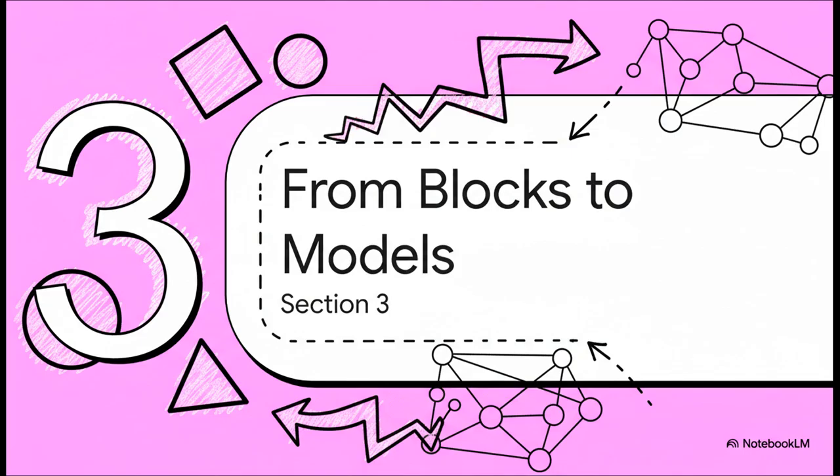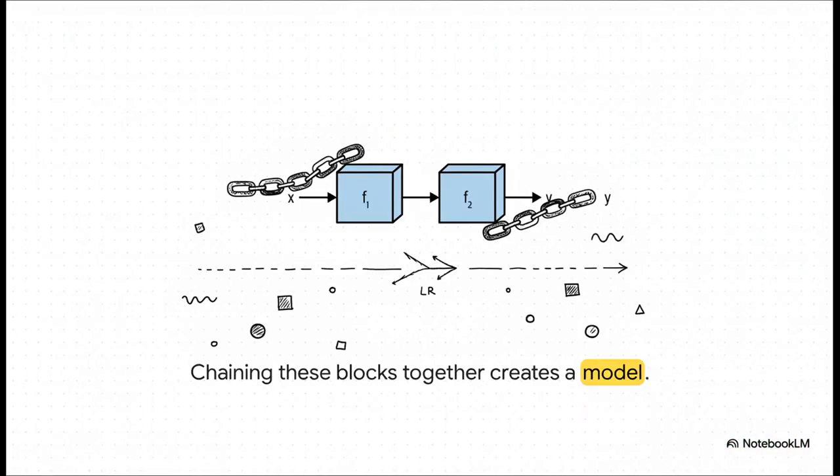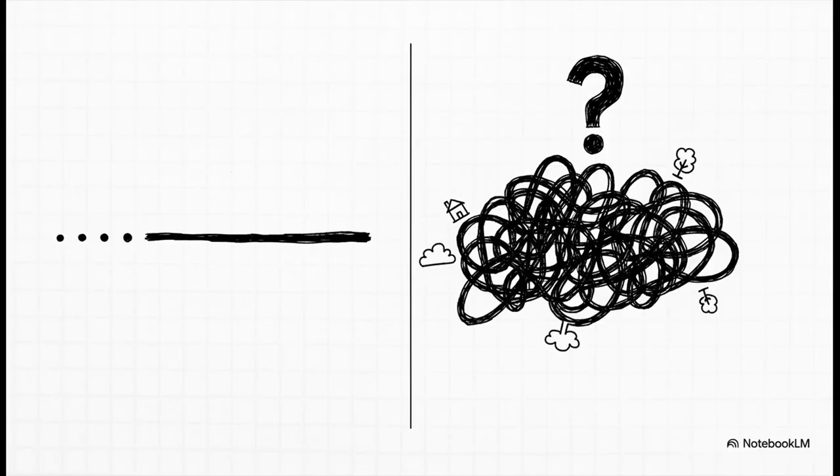All right, so we've got our Lego pieces. Now what happens when we start snapping them together? Well, we can build a chain. You take the output from the first block and you feed it right into the second block. And just like that, we've built our very first super basic model. In the world of machine learning, a simple chain like this is what you'd use for something like a linear regression. Now, this is awesome for finding simple straight line patterns in data, but let's be real. How often is the world a perfect straight line? What happens when things get a little more messy?